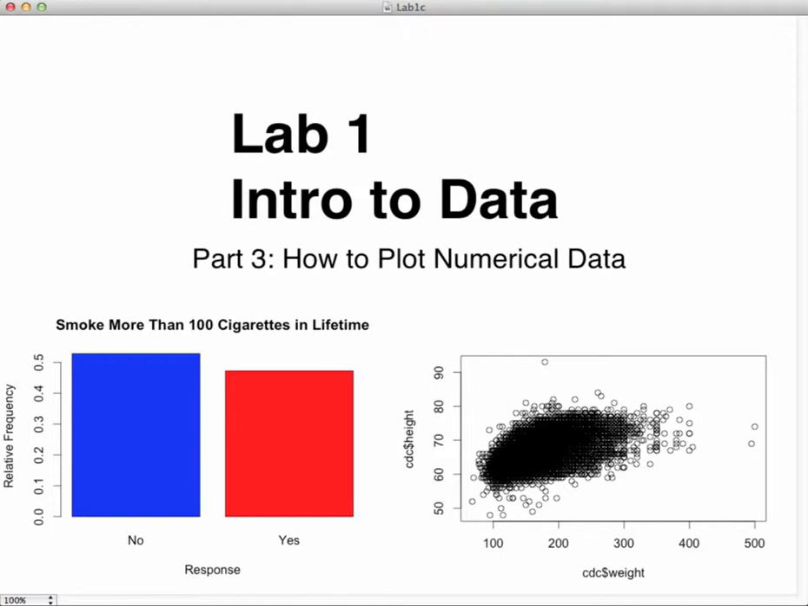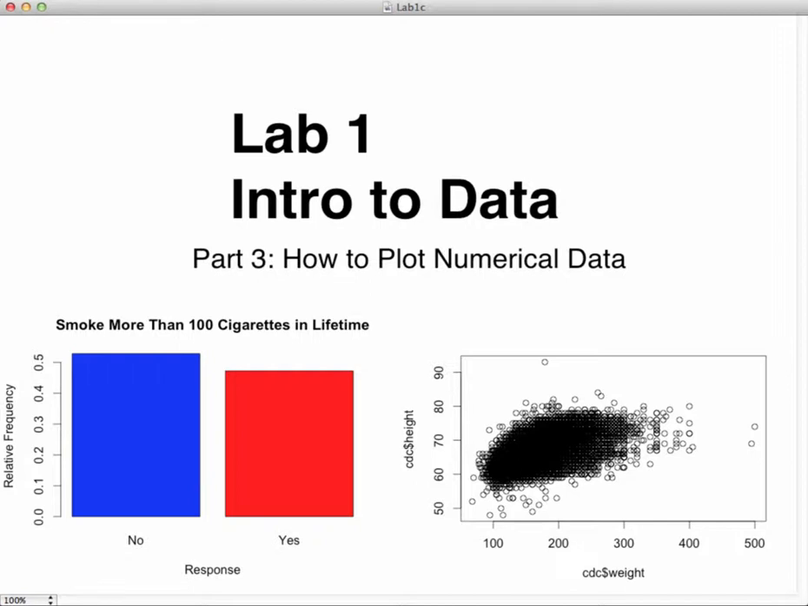Welcome to part 3 of Lab 1, how to plot numerical data. So we've seen in the first lab how to enter some of our own data, but we haven't seen much in the way of plotting our own data. So in this lab we're going to look at that, and of course we're going to look at plotting some of the CDC data, taking some of our newfound skills from the previous activity and taking those forward.